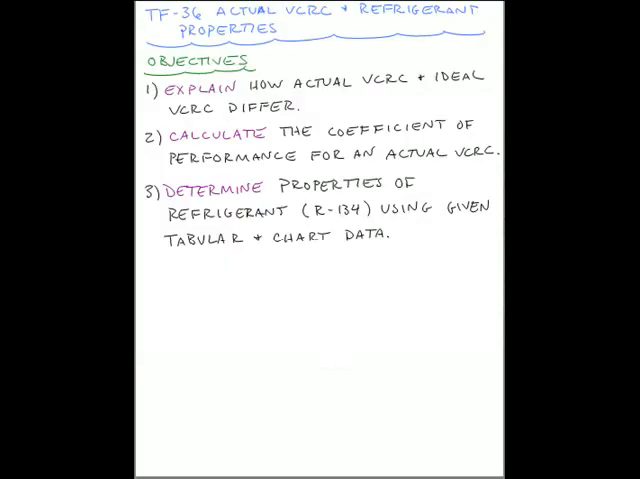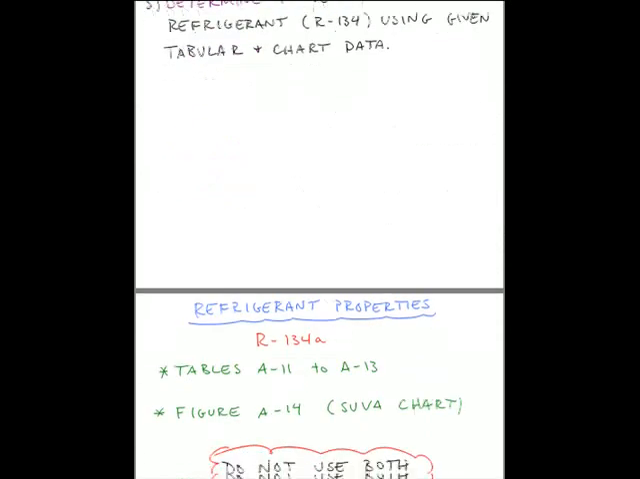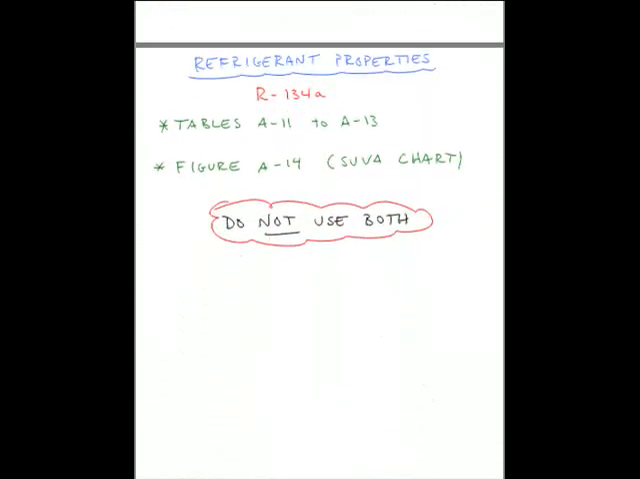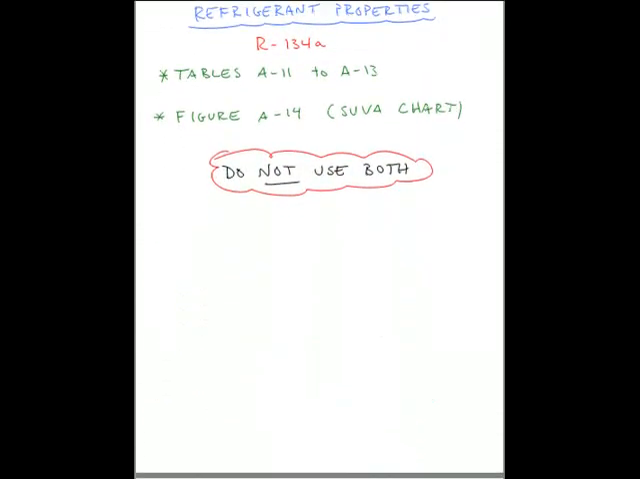Hello again, this is lesson 36, actual VCRC and refrigerant properties. The objectives are listed, and what we're going to talk about today is the actual inner workings of a refrigeration cycle. The refrigerant we use, or we're going to discuss, is refrigerant 134A.